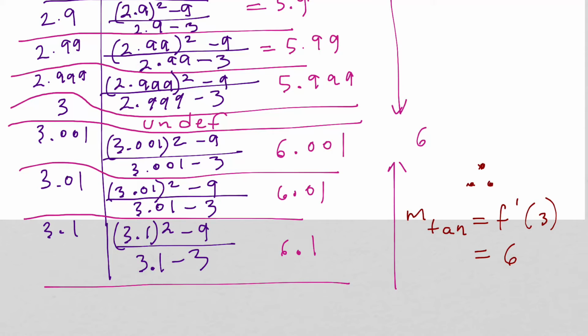So what we say here is that the derivative of the function f evaluated at 3 is the instantaneous slope of the line, which is the same thing as saying that that's the slope of the tangent line. The instantaneous slope, the slope of the tangent line, and the derivative evaluated at 3 are all the same thing.